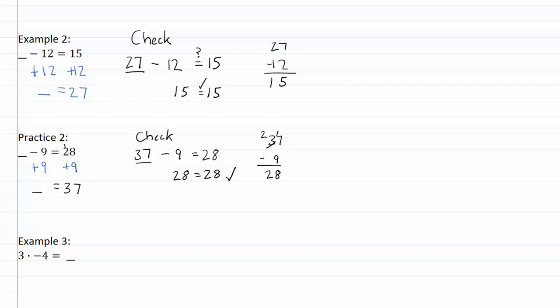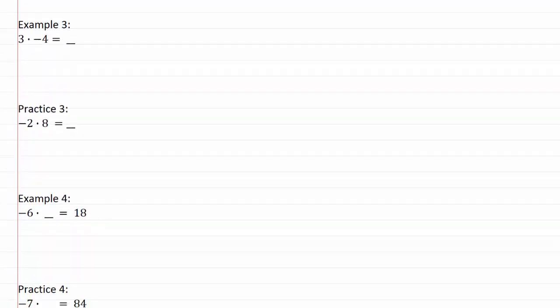Alright, now in example 3, let's look here. We have 3 times negative 4 is equal to the blank space. So the blank space is already by itself. We just have an operation that needs to occur over here. This is a positive number multiplied by a negative number, and if we have a positive times a negative, we know our answer is going to be negative. 3 times 4 gives me 12. So 3 times 4 is 12. Negative 12 is the blank space.